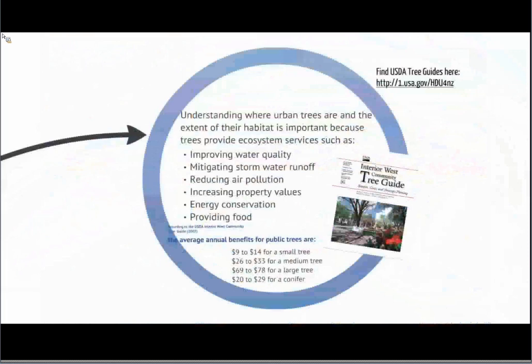So why map the urban tree canopy? Well, it really leads to the understanding that urban trees really have some pretty major ecosystem services that they provide. Those include improving water quality, mitigating storm runoff, reducing air pollution, increasing energy conservation, and also providing food. And there's some average annual benefits for public trees that we can actually see monetarily, which is available in the USDA Tree Guide, which anyone can download. Fantastic resource if you haven't seen it.